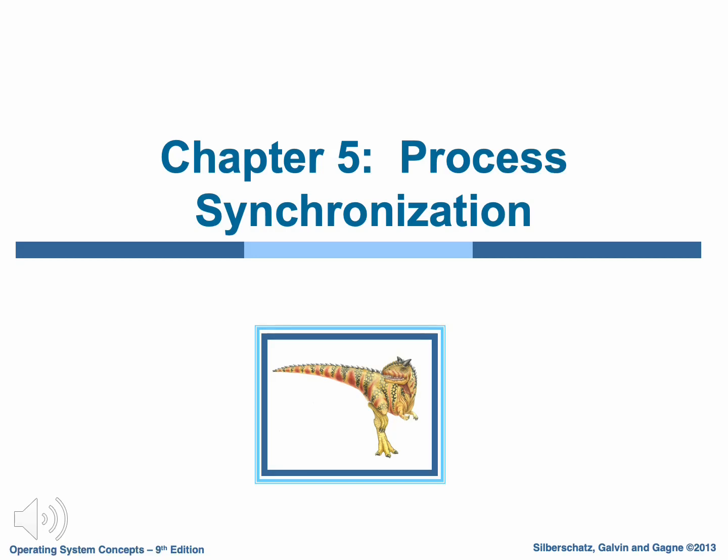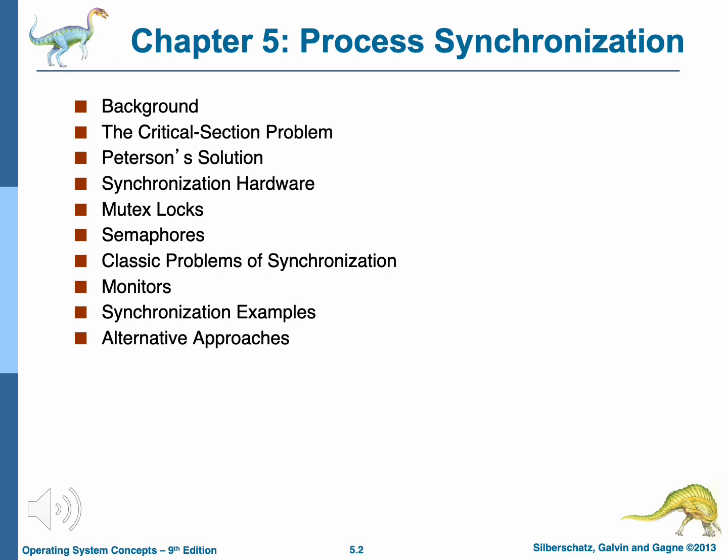Chapter 5: Process Synchronization. A cooperating process is one that can affect or be affected by other processes executing in the system. Cooperating processes can either directly share a logical address space, that is, both code and data, or be allowed to share data only through files or messages. The former case is achieved through the use of threads.